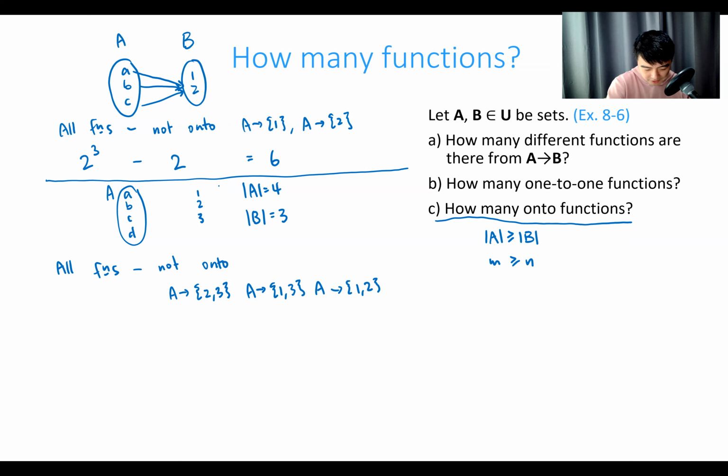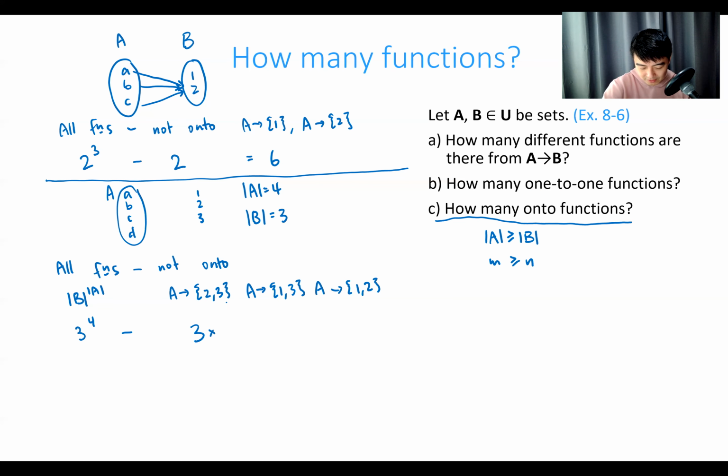So what about all functions? How many all functions are there? Well, size of B to the size of A. So here we have 3 to the power of 4. And now I'm going to subtract. Now notice that we have 3 cases. Okay, so our 3 cases is that we have this one, and this one. So we have 3 times, and each one of these cases has size of B to the size of A different functions.